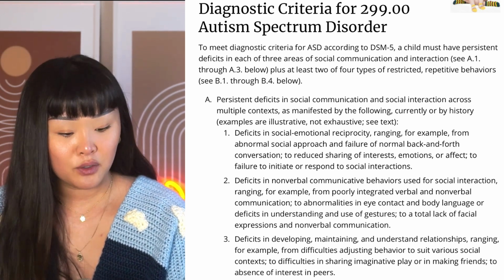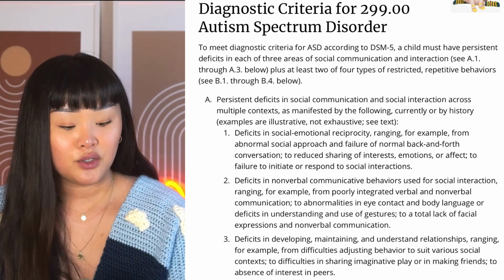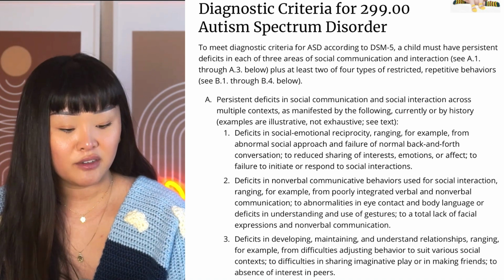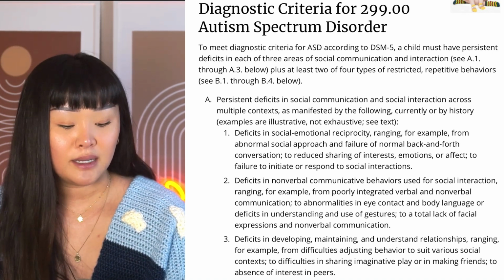So the third trait on this list is deficits in developing, maintaining, and understanding relationships, ranging, for example, from difficulties adjusting behavior to suit various social contexts, to difficulties in sharing imaginative play or in making friends, to absence of interest in peers. This one's interesting because it's kind of like this idea that you are not able to necessarily relate to other people that are different from you.